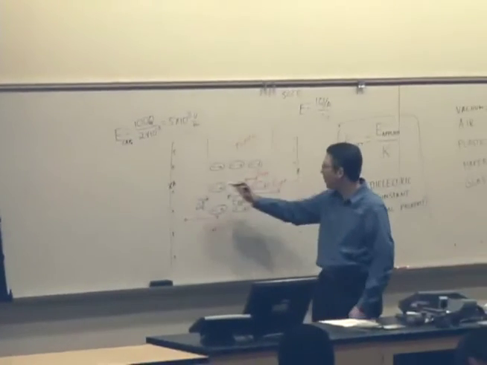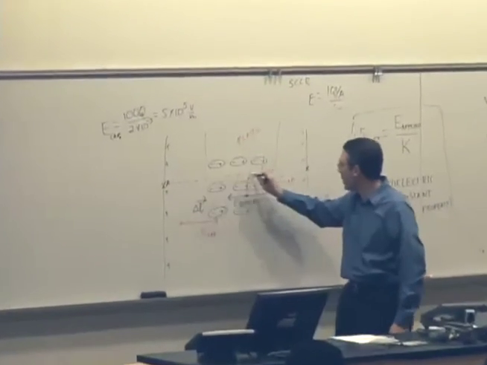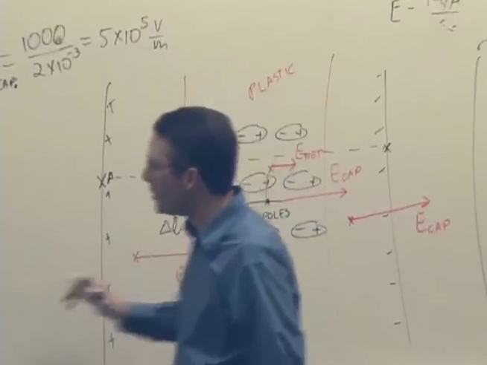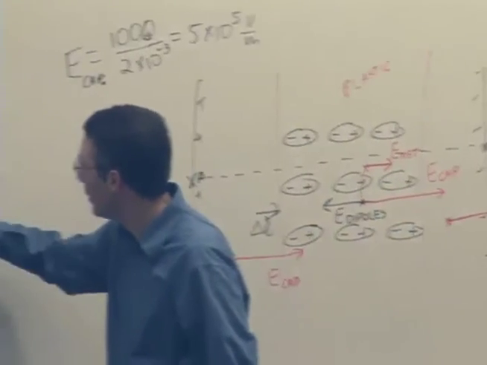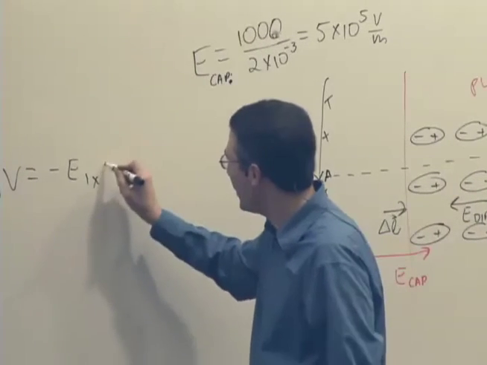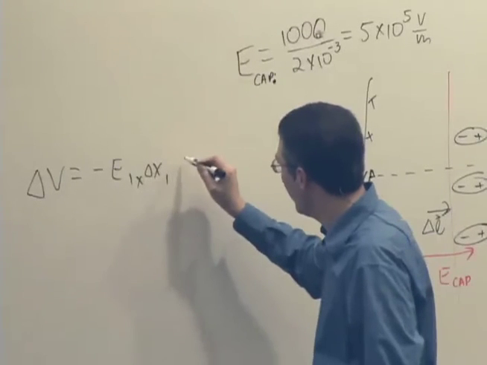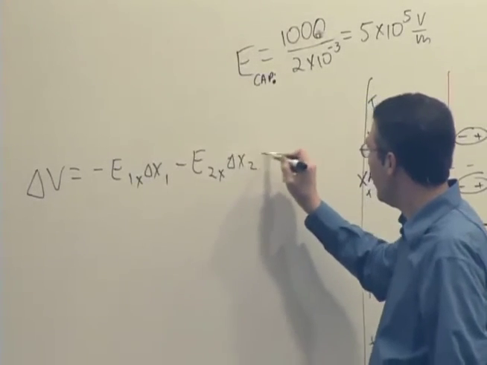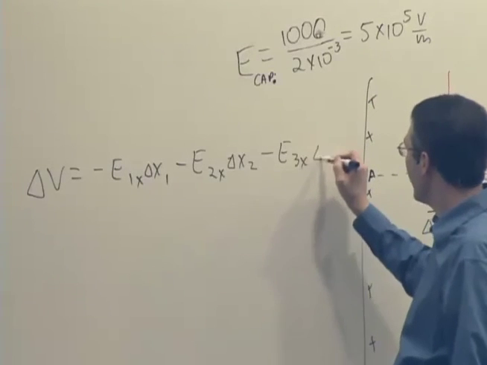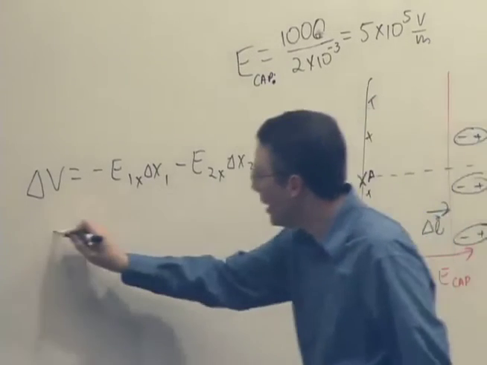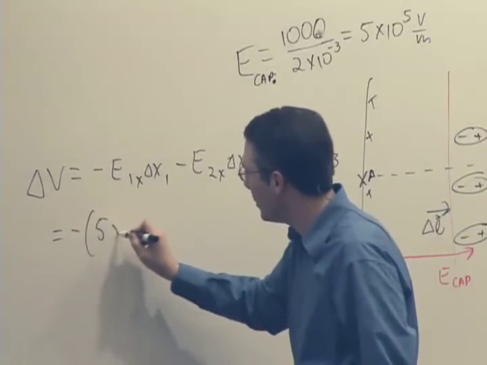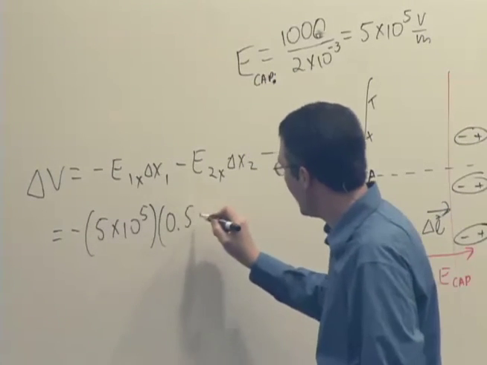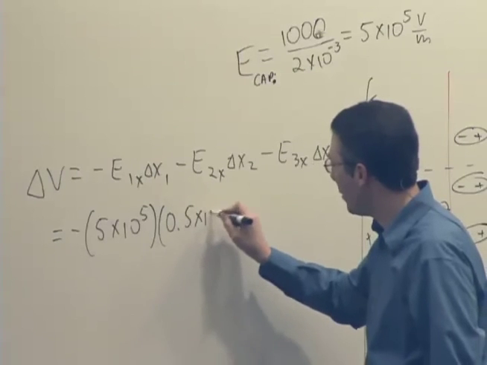So again, we're going through 3 different regions, right? One where we have the original electric field of the capacitor. So let's write it out again. We have E1x delta x1 minus E2x delta x2 minus E3x delta x3. So E1 is still 5 times 10 to the 5th. First distance is still 0.5 times 10 to the minus 3.